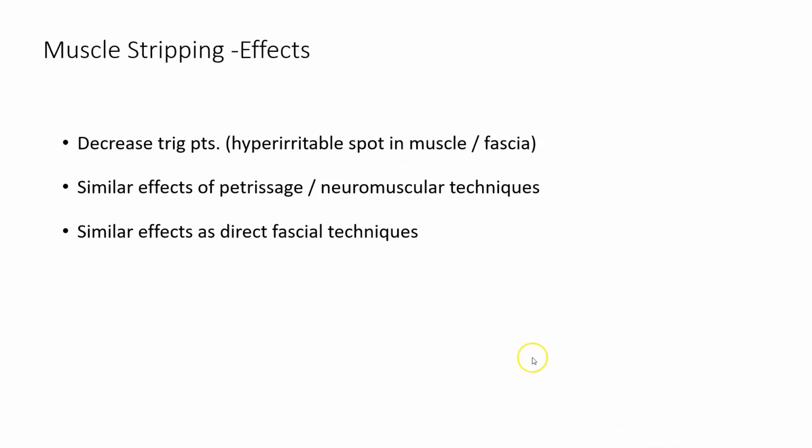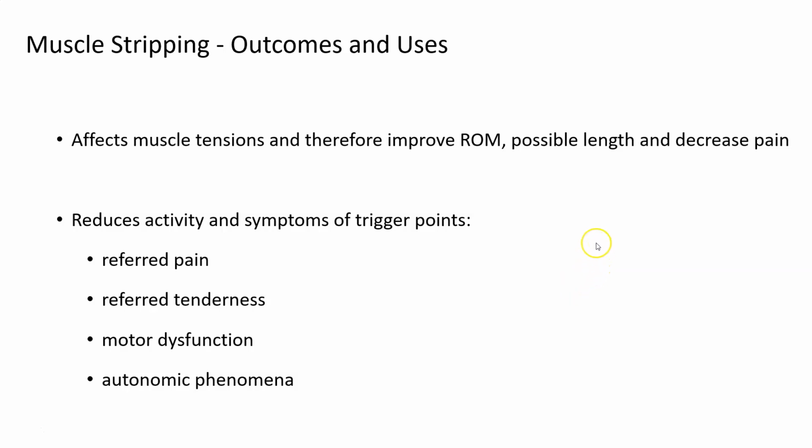So its effects, it's used to decrease trigger points. It's not my favorite form of decreasing or getting rid of trigger points, but it is a very viable technique to use to remove trigger points within muscle and fascia. It does have very similar effects towards petrissage and neuromuscular techniques. It also has similar effects as direct fascial techniques, and direct fascial techniques will be next semester.